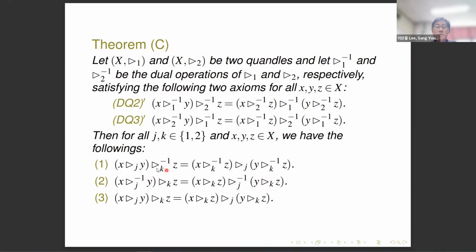So we use this δj and this δk inverse as the dual operation. Whether j and k are the same or not, whatever, these identities hold.